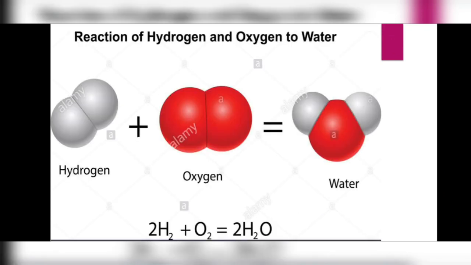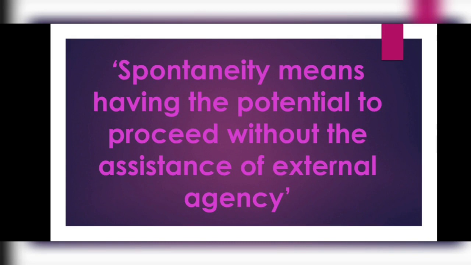Now take the case of the combination of hydrogen and oxygen. You know that when hydrogen and oxygen combine, you will get water. Although this reaction is very slow, it is still a spontaneous reaction. Whenever there is hydrogen and oxygen, they will combine to give you water. This reaction is spontaneous, and it is unidirectional also. So in general, spontaneity means having the potential to proceed without the assistance of an external agency. That is, without the support of any external energy or agency, those reactions which have the capability of occurring by themselves are called spontaneous reactions or spontaneous processes, or spontaneity.